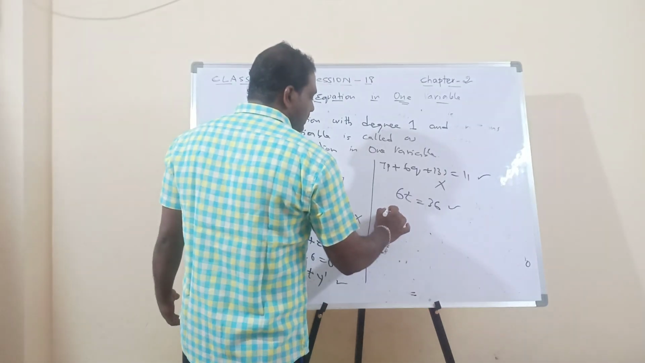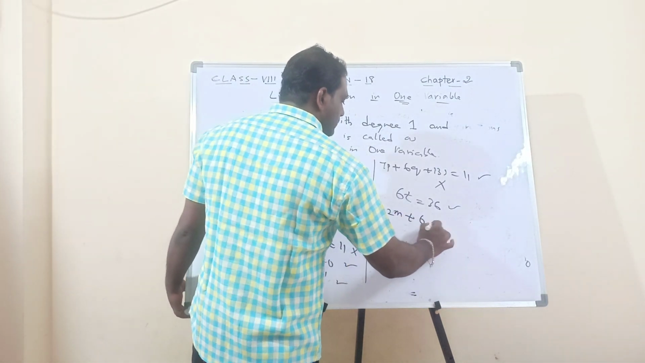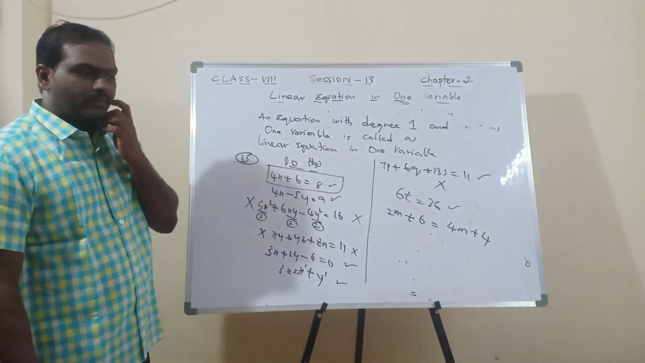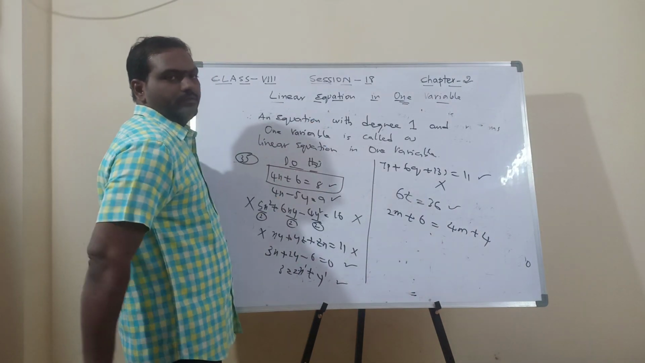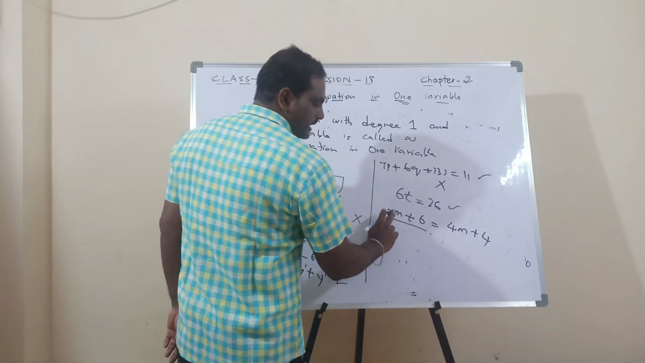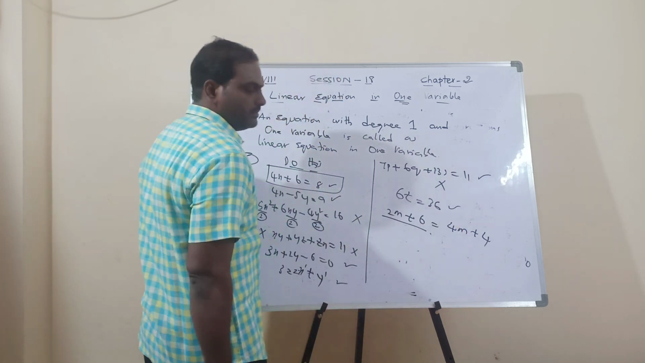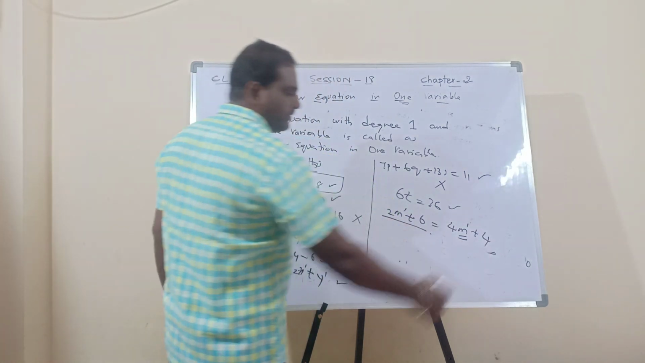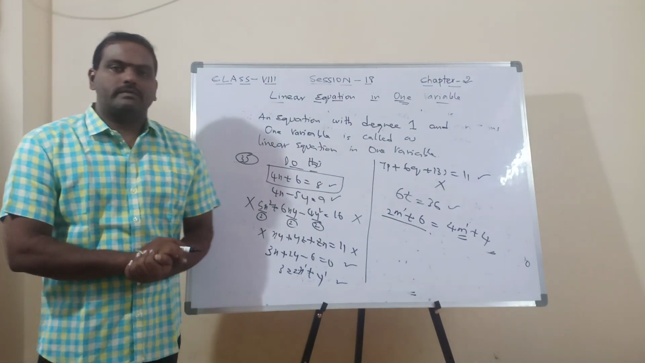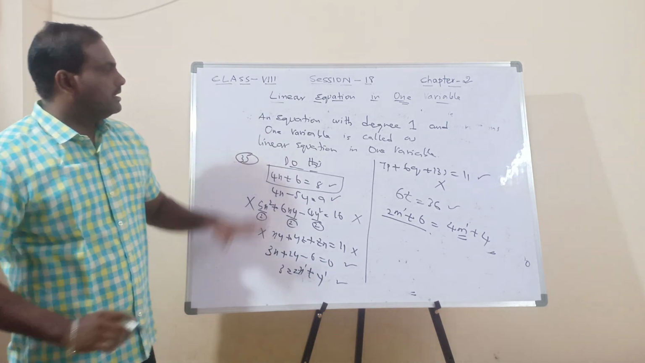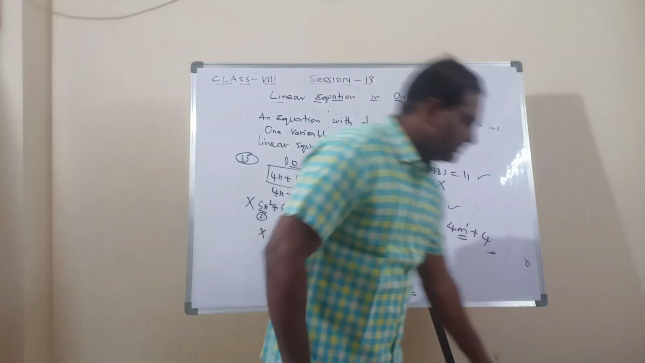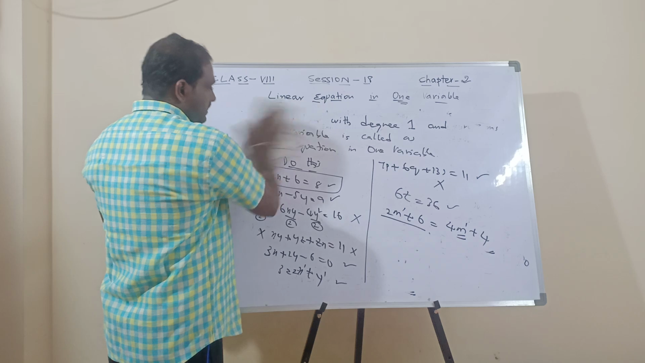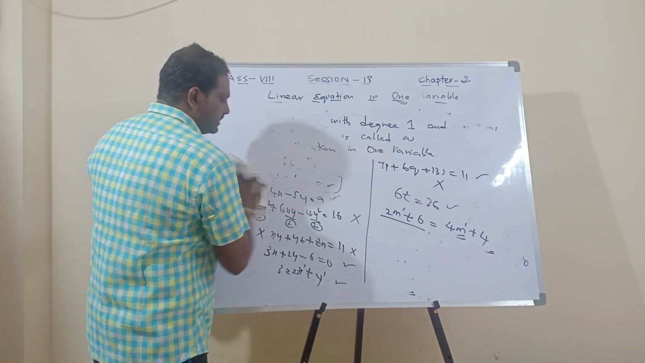Now you can ask one more question. 2m plus 6 is equal to 4m plus 4. Is it a linear equation in one variable or not? Yes, it is also a linear equation in one variable, because how many variables are there here? m, only one. Here is also m. We have only one variable. And what is the degree? m power 1, m power 1. So therefore, this also comes under the category of linear equation in one variable. Okay. This is the meaning of the title, that is, what we are going to learn in this chapter. So this is the introduction of the chapter.